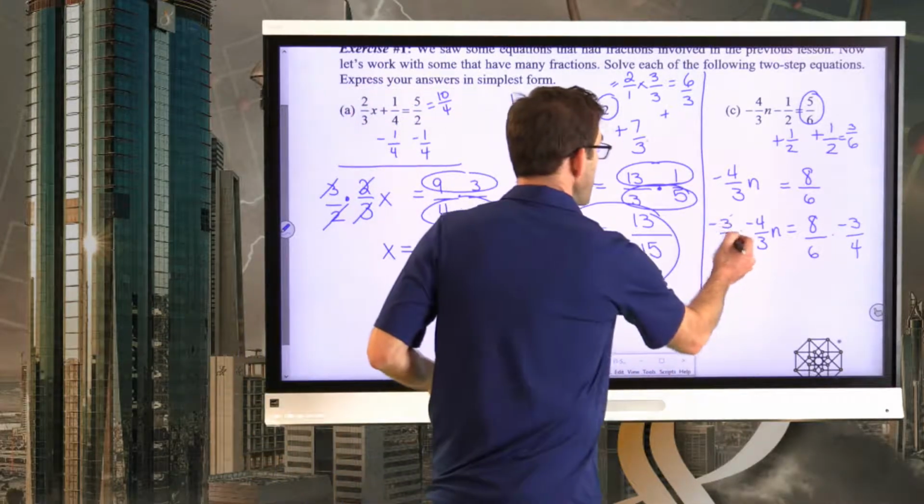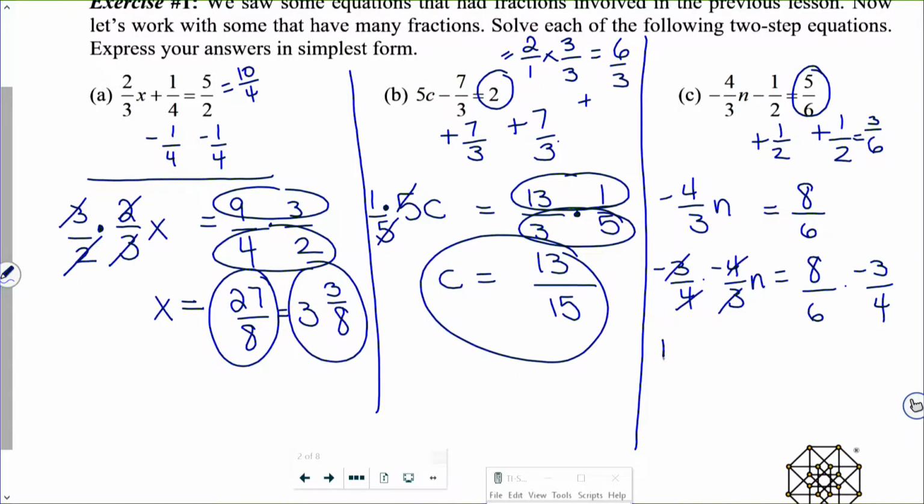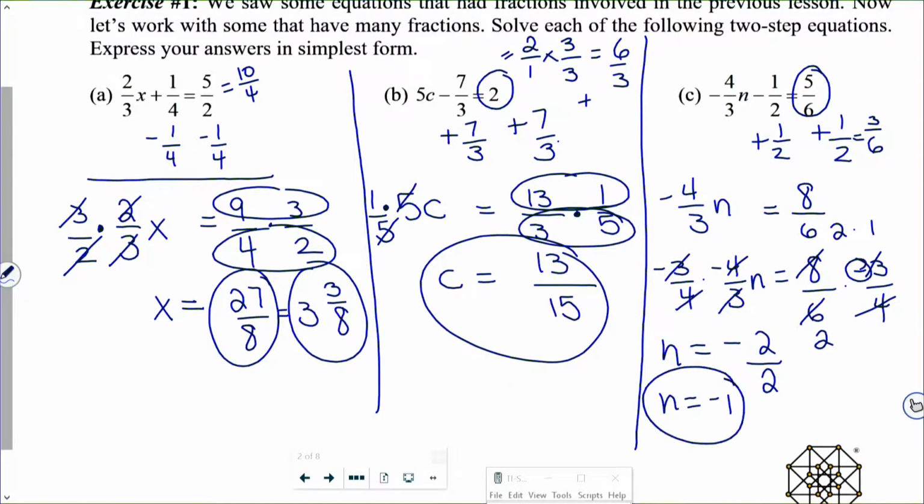That's going to then cancel everything from this side. Now on this side, I have a positive times a negative, which is a negative. 4 will cancel into 8 2 times. 6 and 3 will cancel, giving me 1 and 2 here. So I'll get 2 times negative 1, watch out, don't lose that, which will be negative 2, divided by 2. And negative 2 divided by 2 is going to be negative 1.